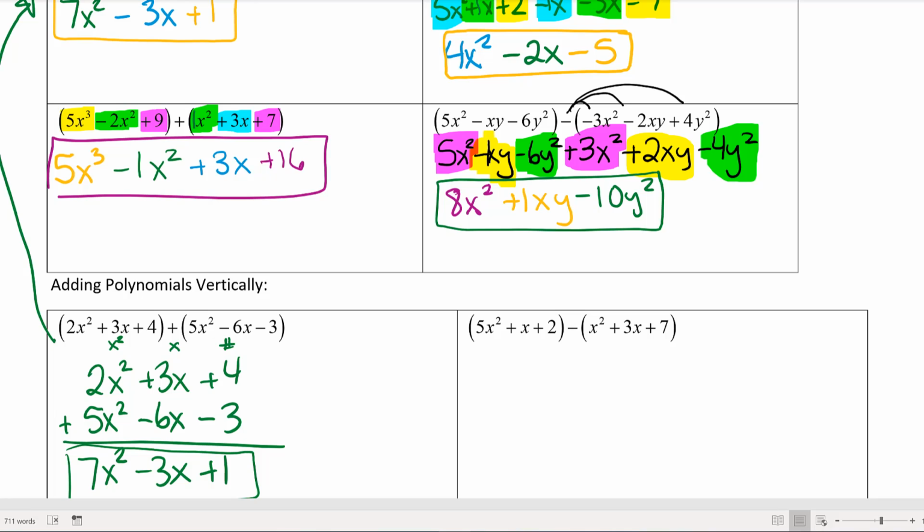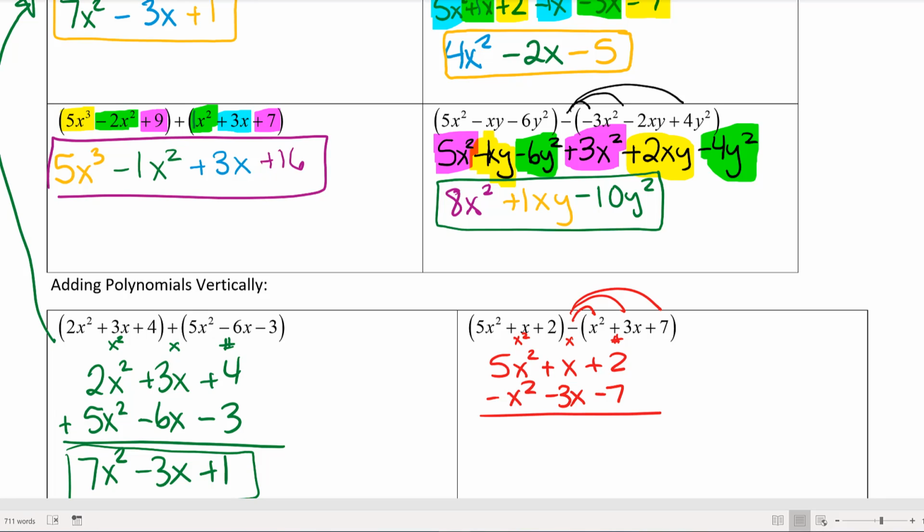Now we're going to do the subtract vertically. So I have 5x squared plus x plus 2. And I'm going to distribute my negative because there's a step there that I have to do. But when I distribute it, negative times x squared is negative x squared. I'm just going to put it right up underneath the other x squareds so that I've got all my x squareds in a column, all my x's in a column, and my numbers in a column. So I distribute negative times 3x and put that right up underneath the other x, negative 3x. Negative times 7, that's negative 7, and put that right underneath the other number.